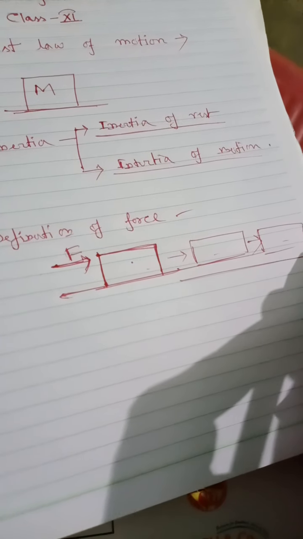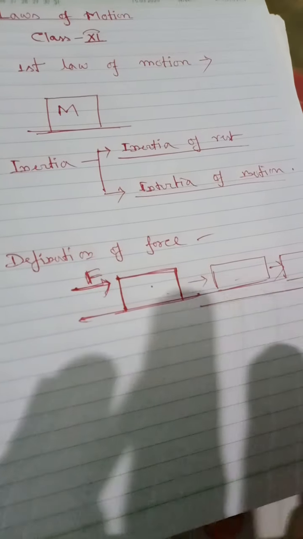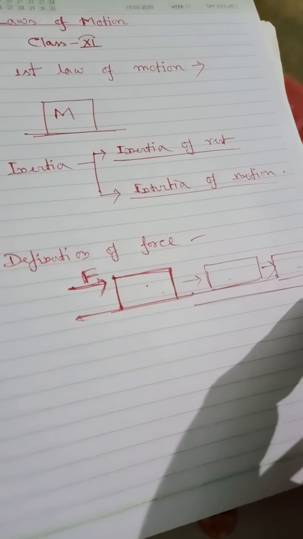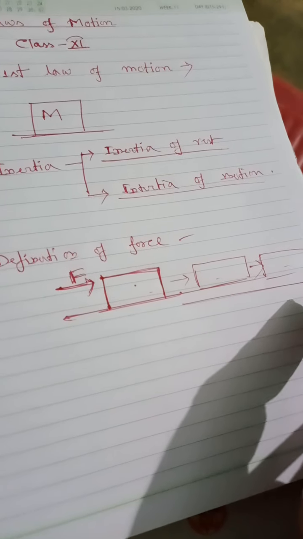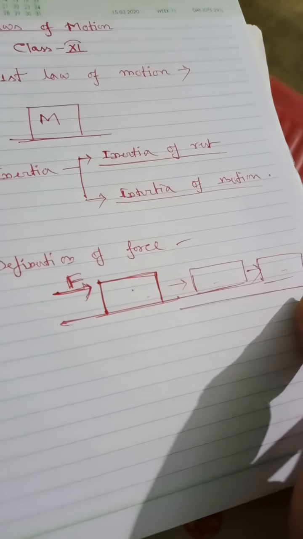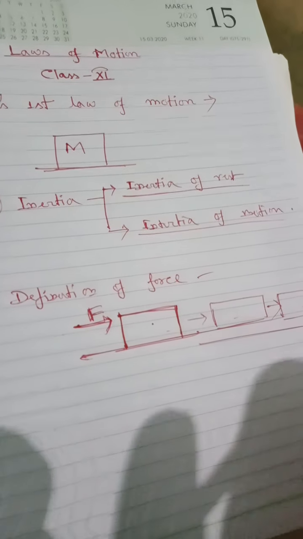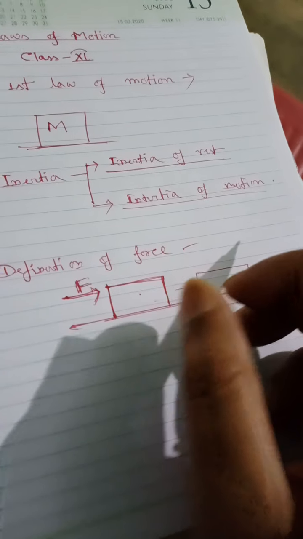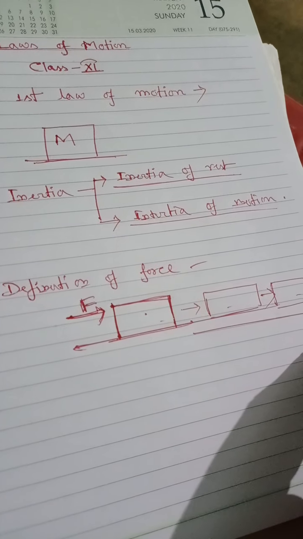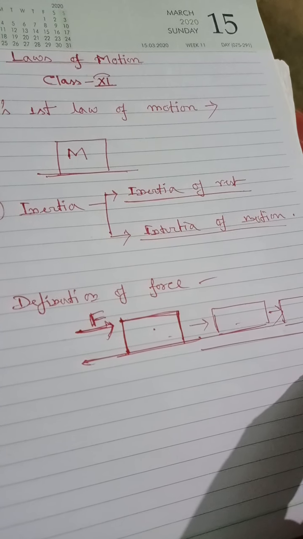So if the inertia of the body is changed, why is the inertia changed? Due to this force. So we can define force in such a way: force is that by which the inertia of any body can be changed. So the definition of force, this also we get from Newton's first law of motion.